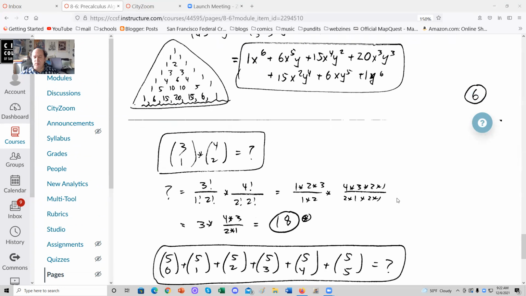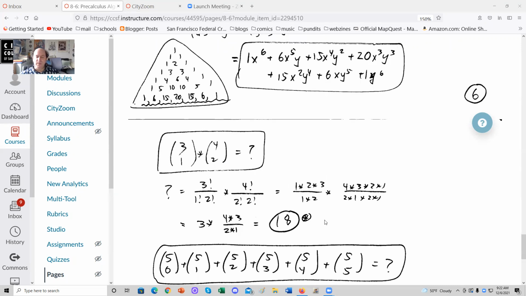Okay, and so let's go with some problems. What are these combinatorics? 3 choose 1 times 4 choose 2, what are they? Well, rather than going through the formula, which is annoying, 3 choose 1 is 3 factorial over 1 factorial times 2 factorial, which is 3. 4 choose 2 is 4 factorial over 2 factorial times 2 factorial, which after a little bit of working out is 4 times 3 over 2 times 1, which is 6. 3 times 6 is 18, and there we are.